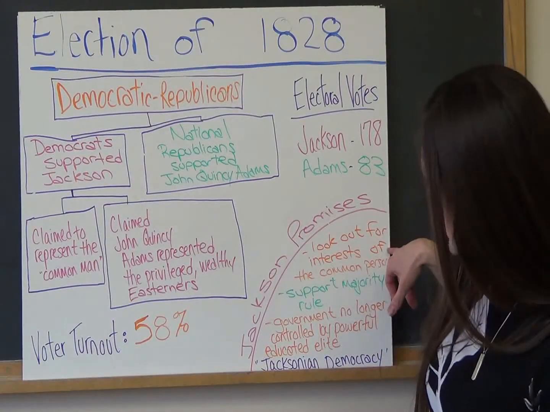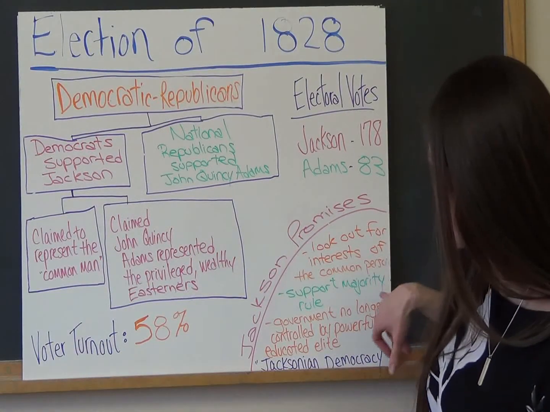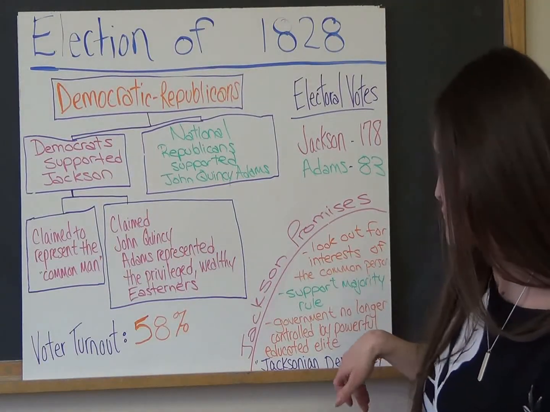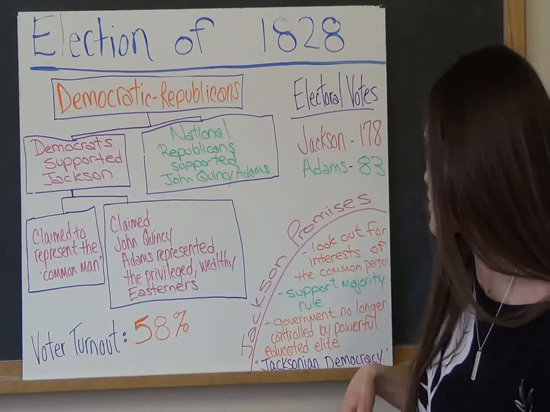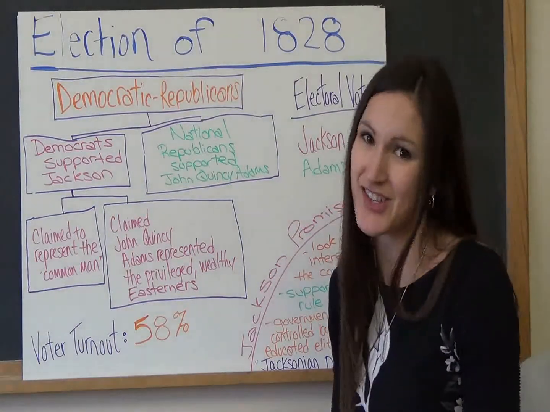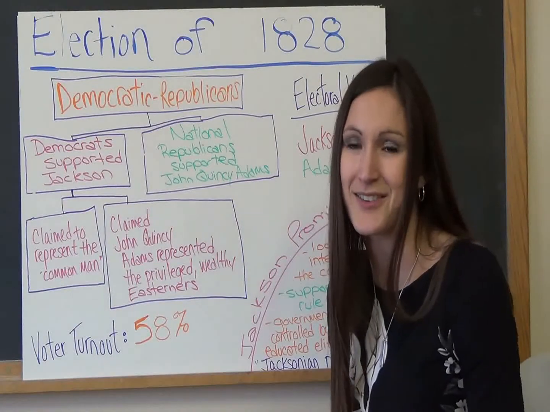So we said Jackson promises to look out for the common person. He's for common people, supports majority rule, and he said that government is no longer controlled by the powerful, educated elite, and this is called Jacksonian democracy, all right?